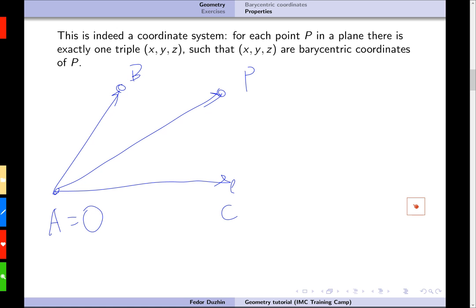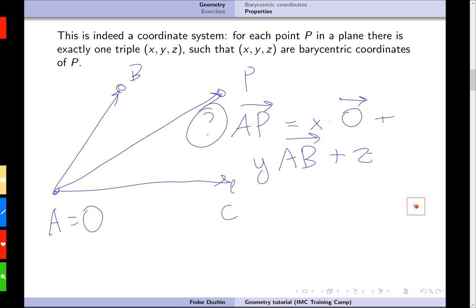Now, we have our vector AP. What we want is to show that AP can be expressed as X times the vector from A to A, which is just the zero vector, plus Y times the vector from A to B, plus Z times the vector from A to C. Well, but this is kind of clear, is it not?